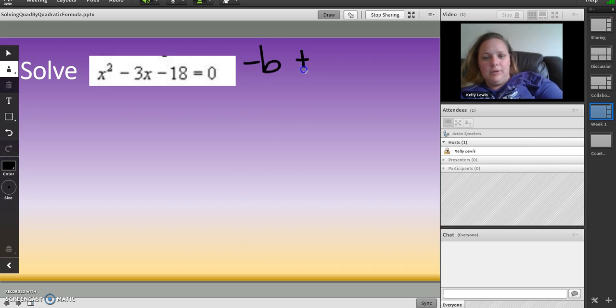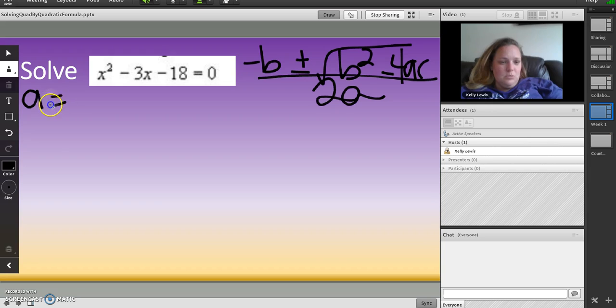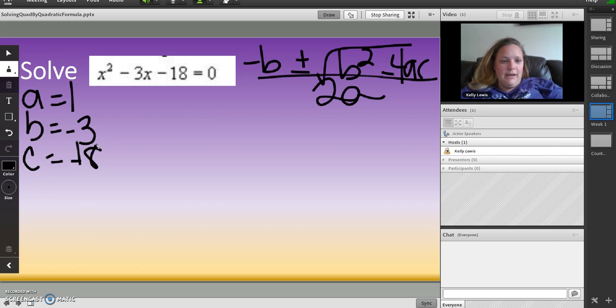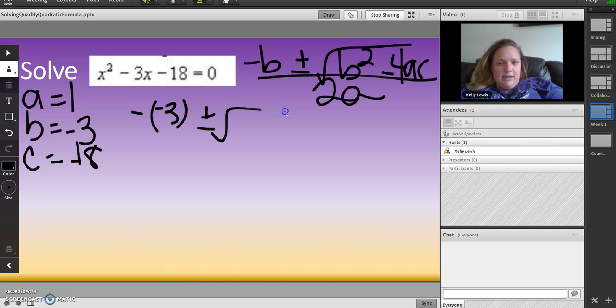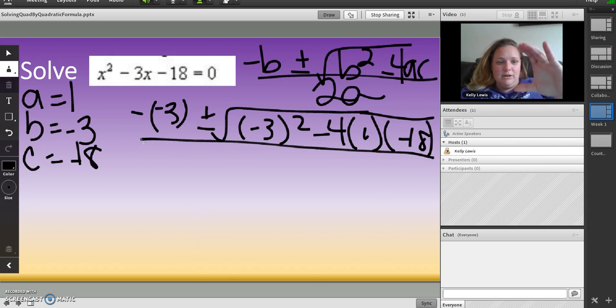So negative b plus or minus the square root of b squared minus 4ac, all over 2a. All right, a is 1, the number touching x squared. b is negative 3, the number touching x. And c is negative 18. All right, negative b, so negative 3, plus or minus the square root of b squared, so negative 3 squared. Make sure you put parentheses around that. Minus 4ac. Notice every time I substitute something, I'm putting parentheses around it. And then 2 times a.